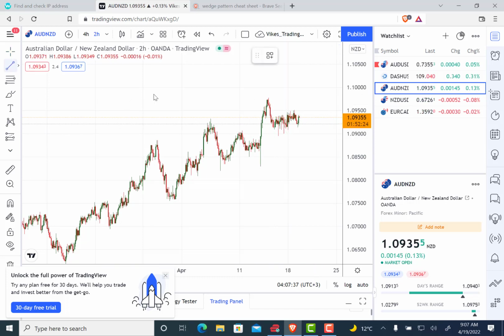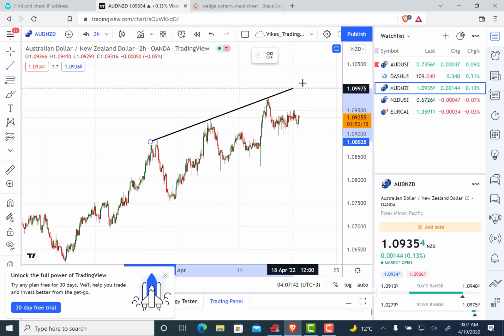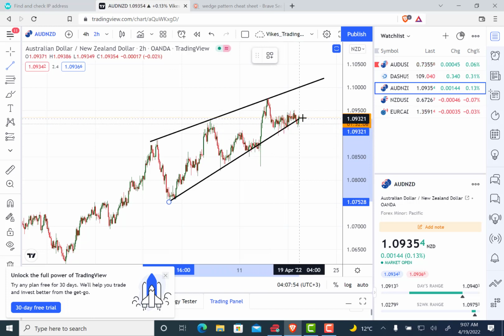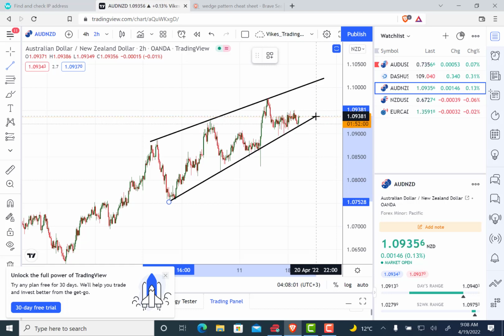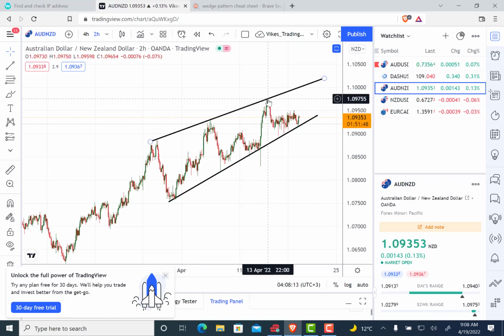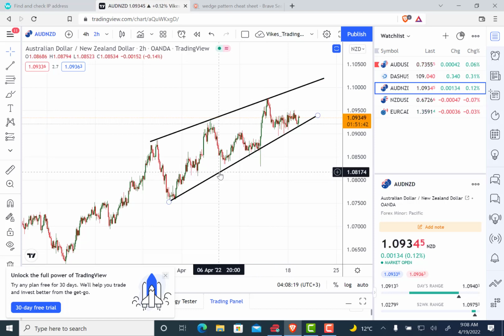So let's look at the wedge pattern. So you connect the swing highs first. Then the swing lows. So there's our first swing low and the other swing lows right there. Remember, these are swing lows. This is not a swing low because after this swing low, our next swing high is right here, and this low is higher than this, so this is not a swing low.